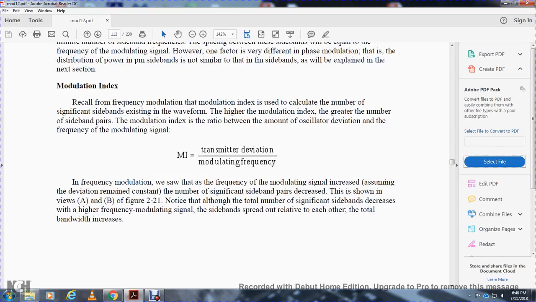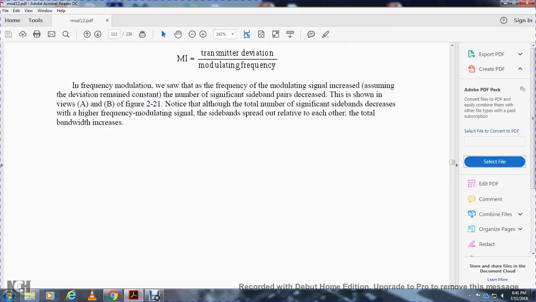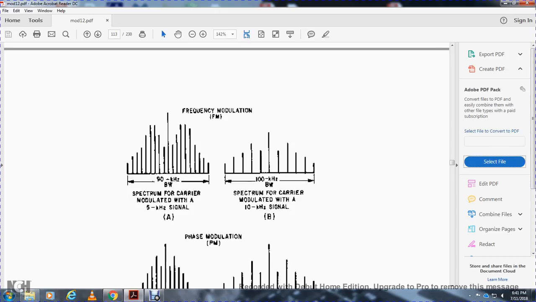In frequency modulation, as the modulating signal frequency increases, assuming the deviation remains constant, the number of significant sideband pairs decreases, as shown in views A and B of Figure 221. Note that the total number of significant sidebands decreases with the higher frequency modulating signal, but the sidebands spread out relative to each other and the total bandwidth increases. The frequency modulation spectrum shows a 90 kilohertz bandwidth with the carrier modulated at 5 kilohertz, and a 100 kilohertz bandwidth with the carrier modulated at 10 kilohertz.